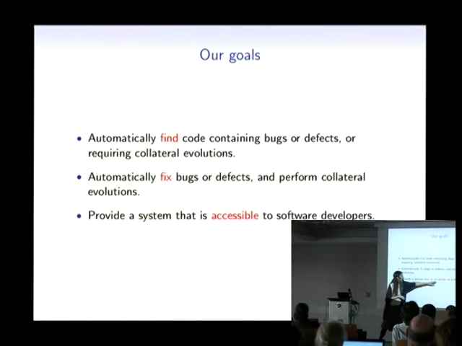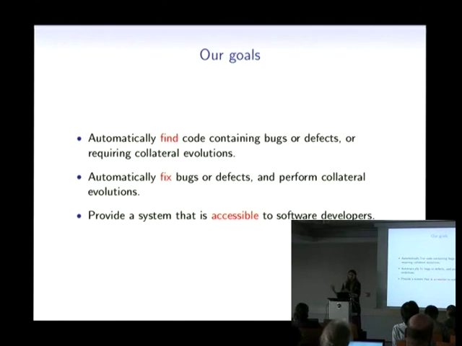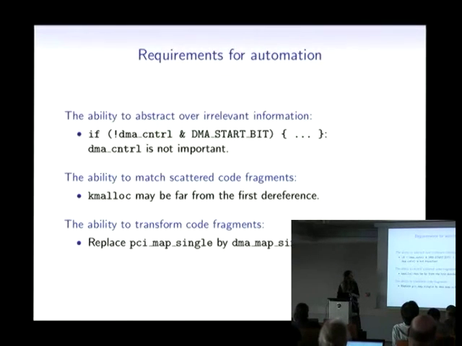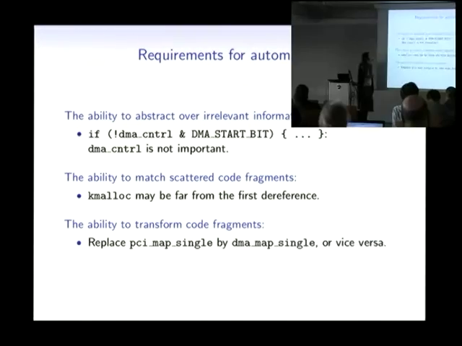And we would like to make a system that's accessible to software developers. And so in our case, we've chosen to make a system that's very similar to the C code that you want to transform. Okay, so first we'll think a little bit about what we need in order to achieve these goals, and then we'll see how I decided to do that.